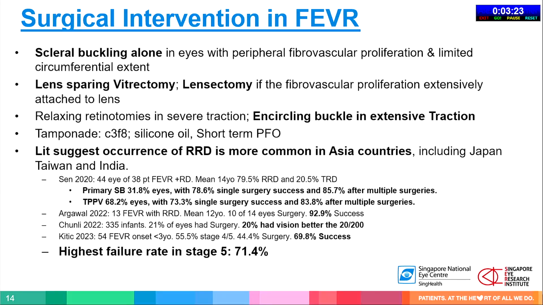Sometimes you can do it with a scleral buckle alone. Other times you need to do a vitrectomy. If the fibrovascular proliferation is very extensively attached to the lens, then you may need to sacrifice the lens in order to relieve the traction. And often, in severe traction, combined vitrectomy with an encircling band can be useful.